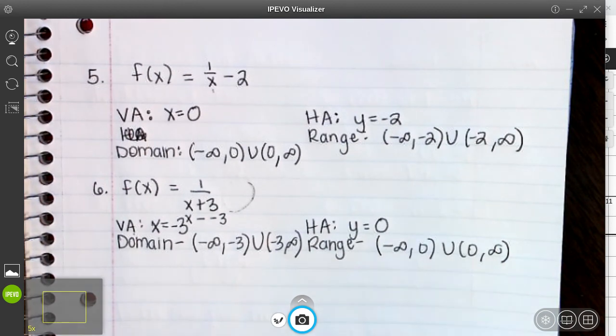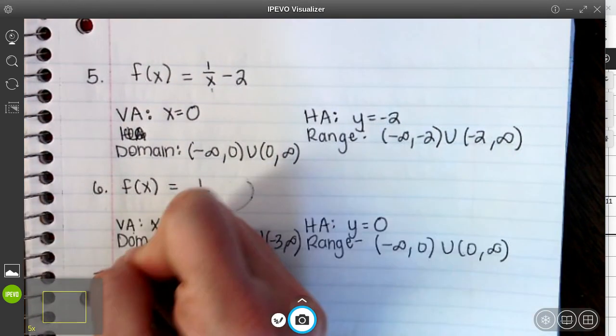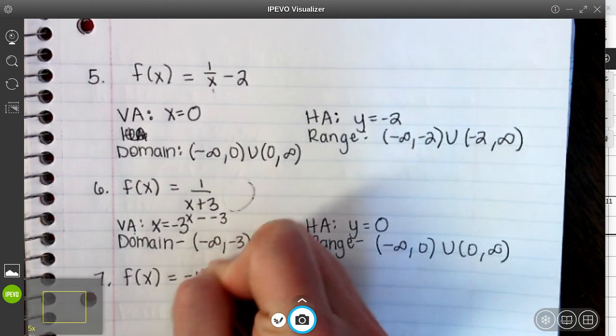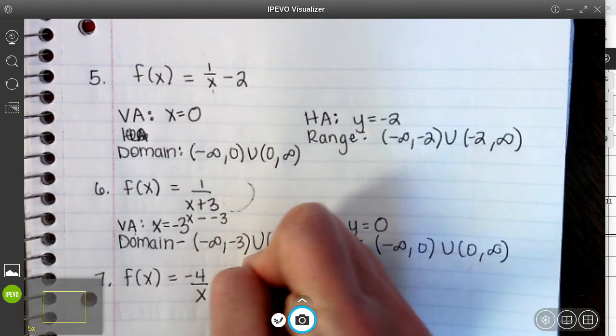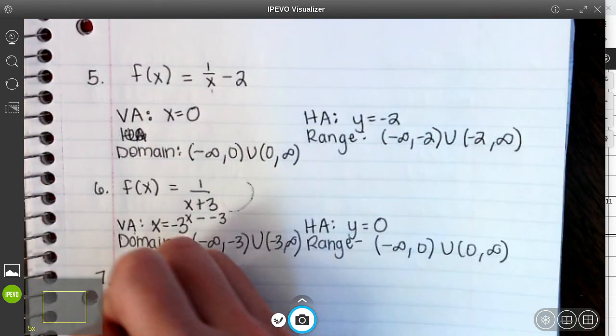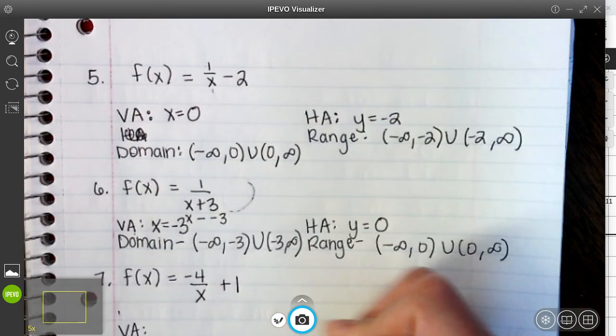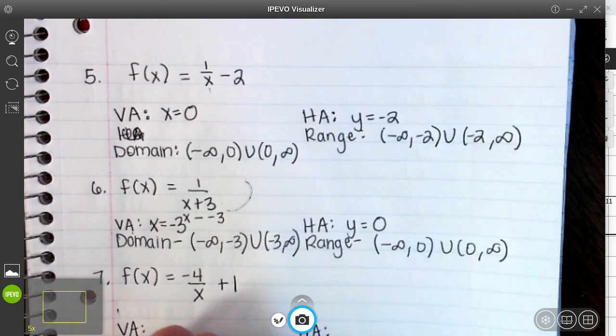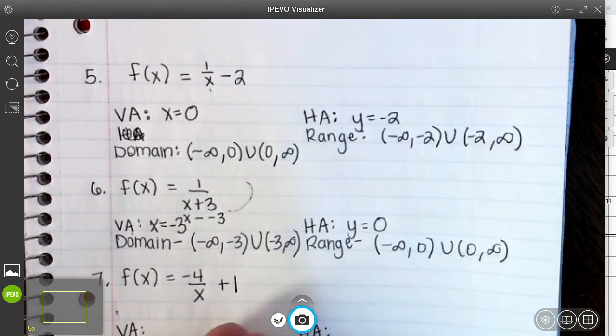All right, y'all ready to try some? You don't have to graph them right now. I just want to see if you can find the vertical asymptote and the horizontal asymptote. So try 7 and 8. See if you can find those numbers.